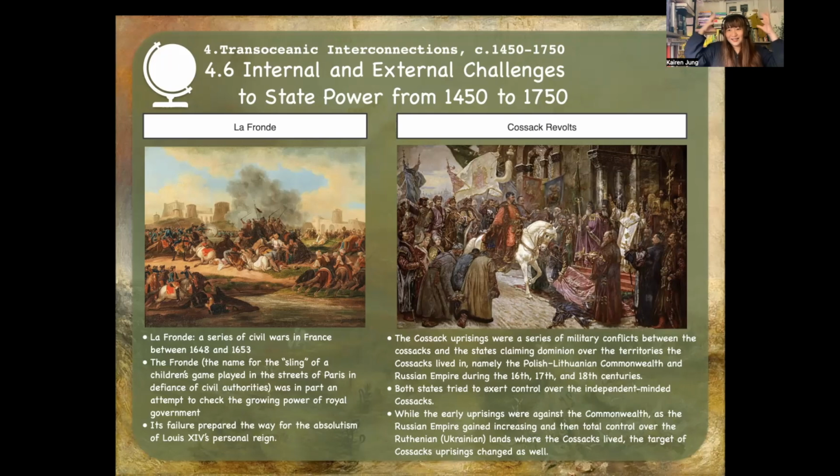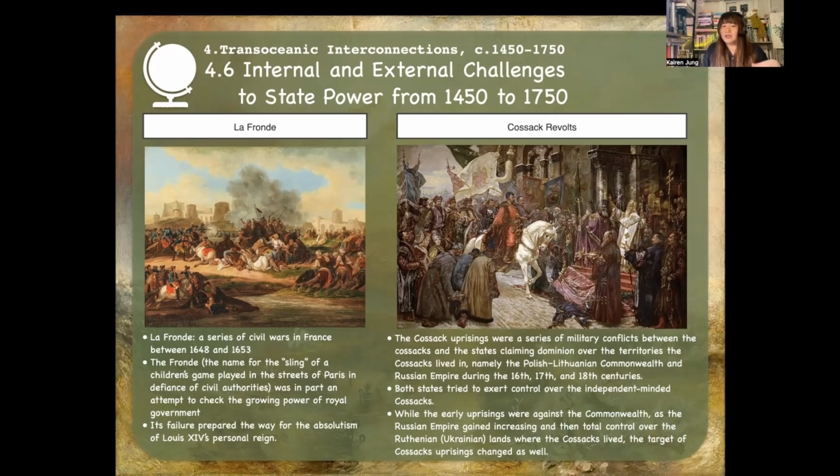So that's that sense of continuity that you have to keep in mind as we go on to the next units. Now let's look at the Cossack revolts, the Cossack uprisings. There were a series of military conflicts between the Cossacks and the states claiming dominion over the territories where the Cossacks lived. Cossack is the Slavic word for free man. So these people don't like being lorded over. They're their own people and they just live freely.